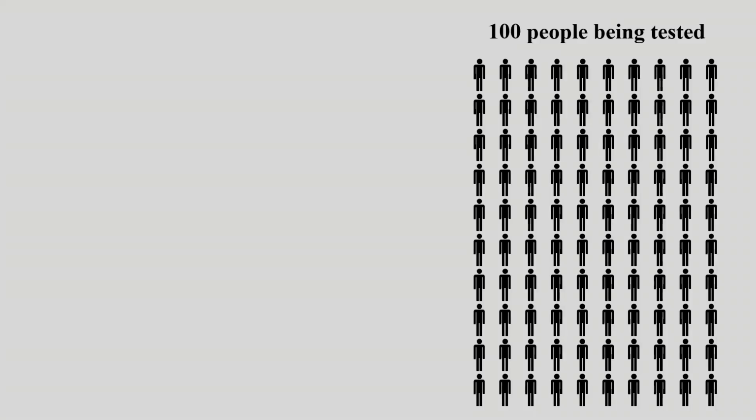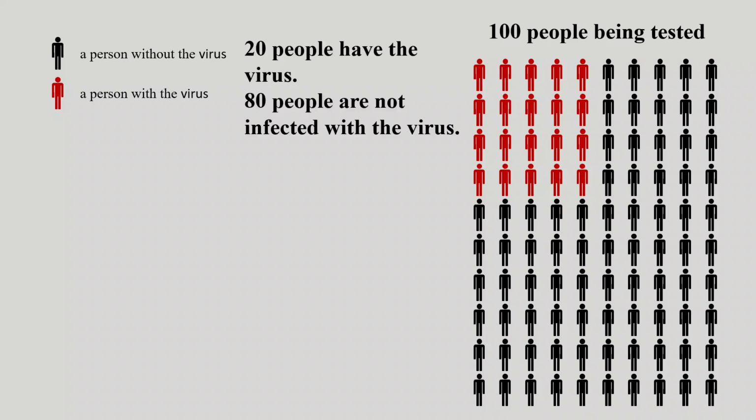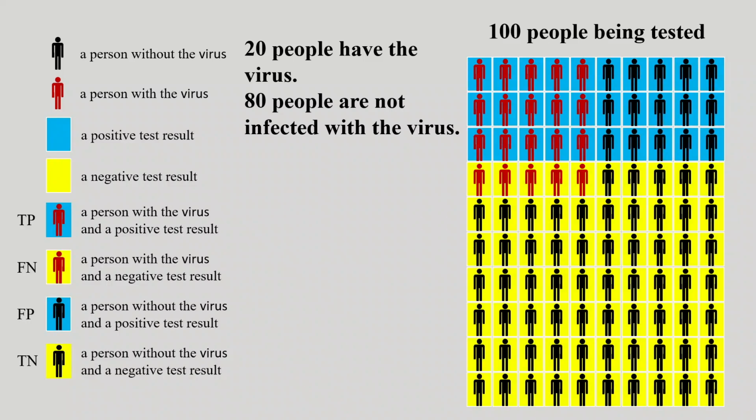Let's assume there are 100 people that are being tested for the virus. A black figure depicts a person without the virus, and a red figure depicts a person with the virus. In this example, 20 people have the virus and 80 people do not have the virus. This represents a prevalence of 20%, 20 infected persons among a population of 100. A blue background represents a positive test result, while a yellow background represents a negative test result.